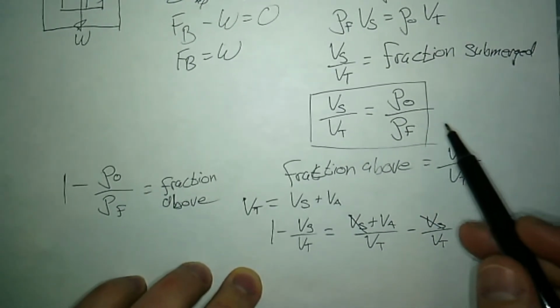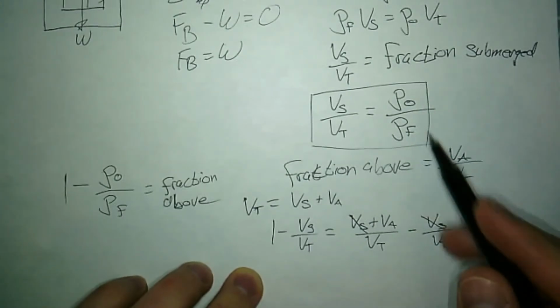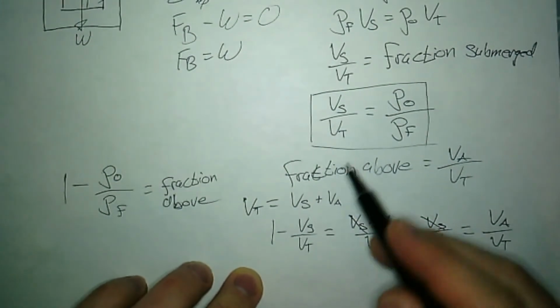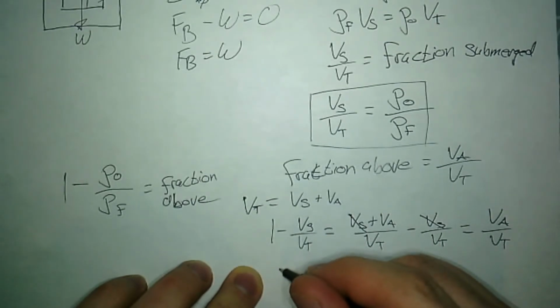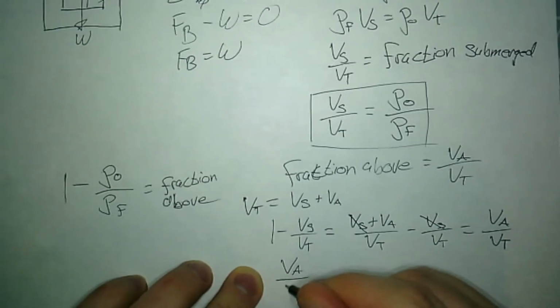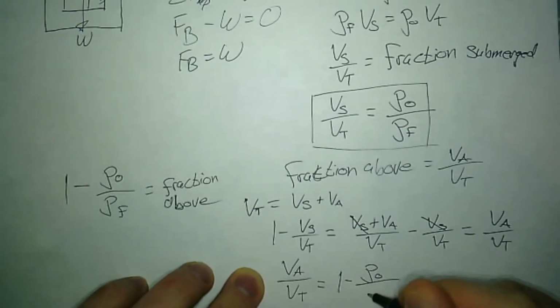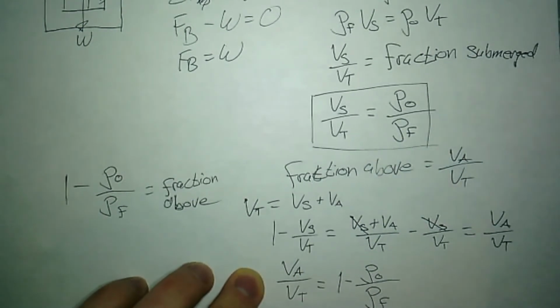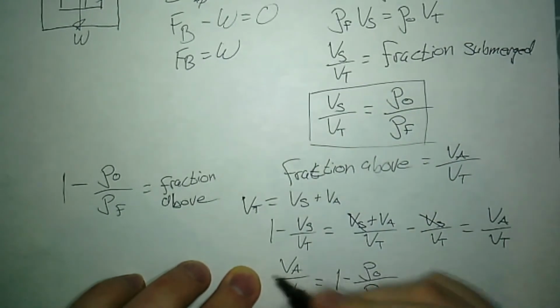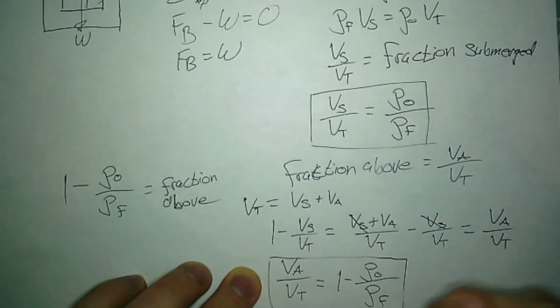And now finally, the last step, putting equal to something. Since I did 1 minus this side, I also had to do 1 minus that side. So that tells me that Va over Vt is equal to 1 minus rho object over rho fluid. All right, and that is going to be my fraction above the water.